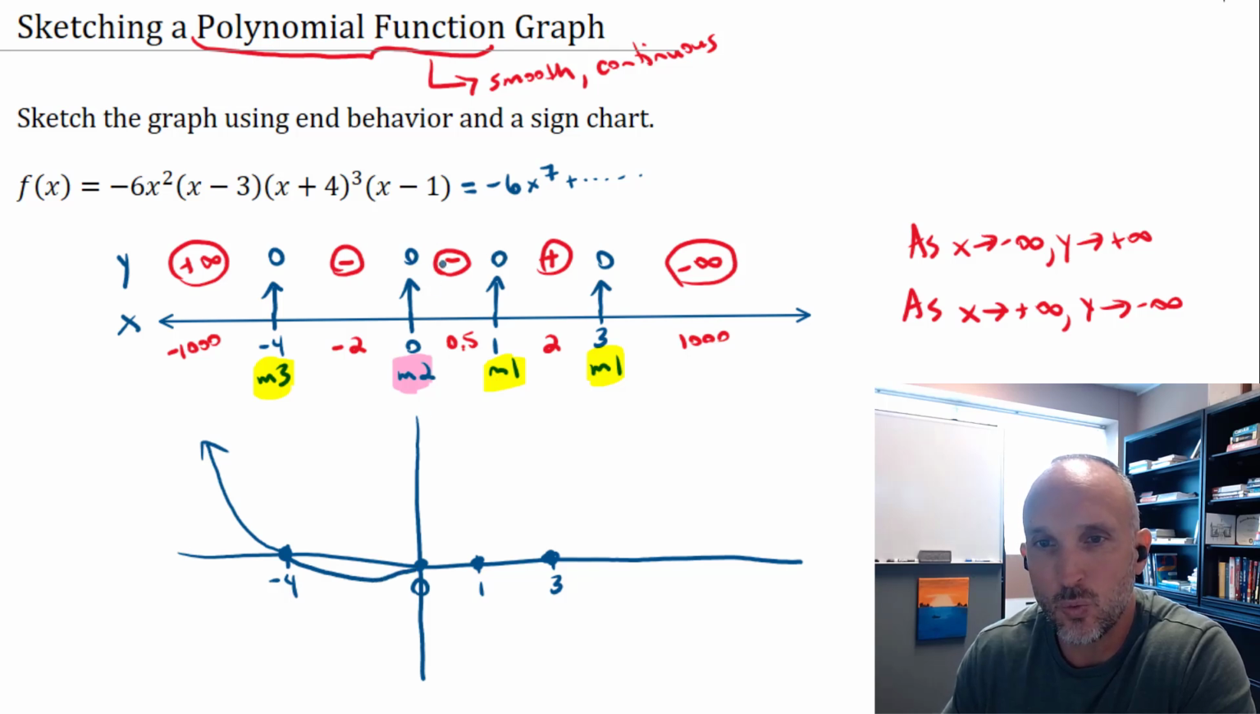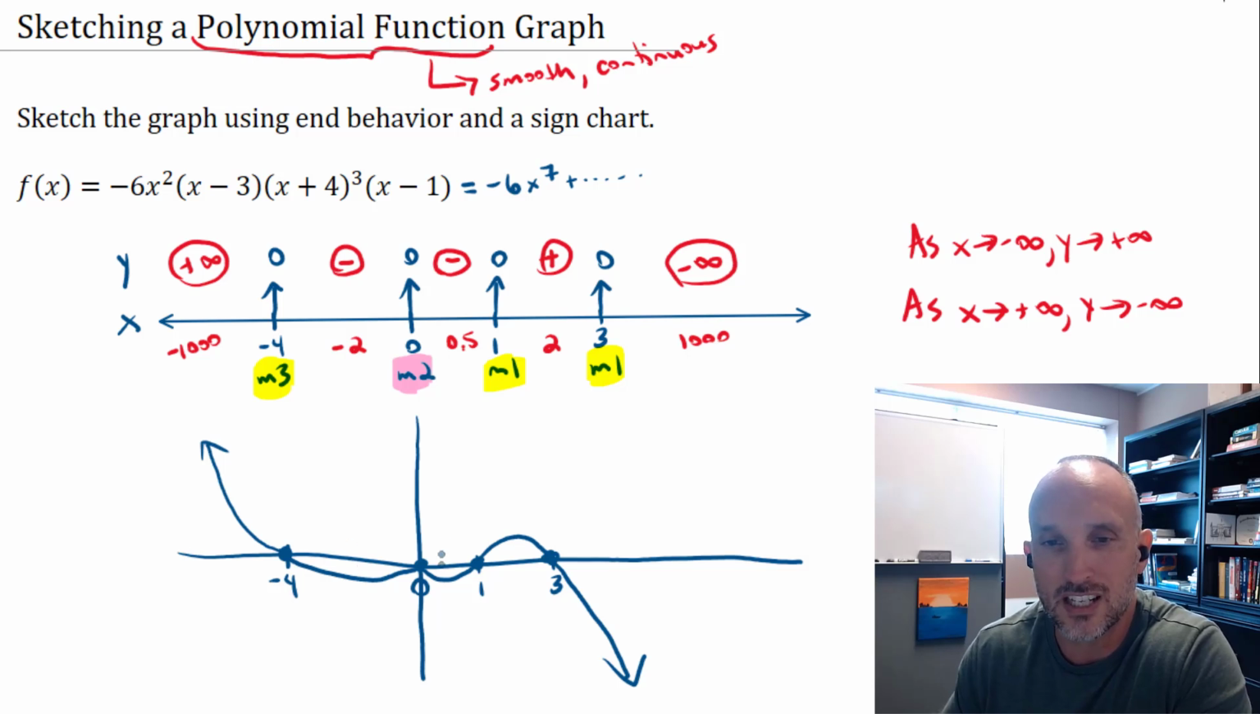Then from 0 to 1, I'm negative again, below the x-axis. And then from 1 to 3, I'm positive, meaning above the x-axis. And then after 3, I have to approach negative infinity. And so that's it. That's how easy it is to sketch the graph.